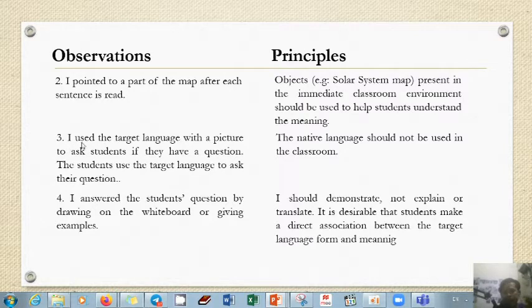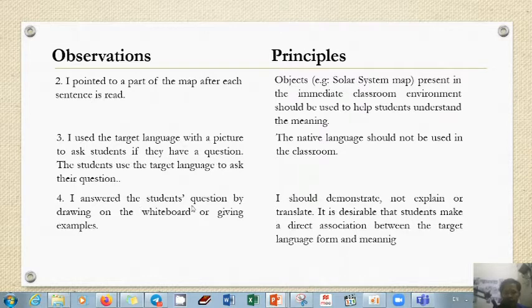And number three, I use the target language with a picture to ask students if they have any question. Yes, I show pictures, and the student use the target language to ask their question, not translation. I don't use translation. I don't use my native language, the first language. So the native language should not be used in classroom. We use a picture with target language or speaking second language, not the first language.